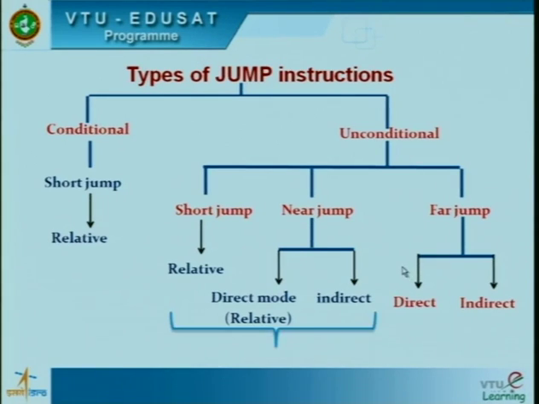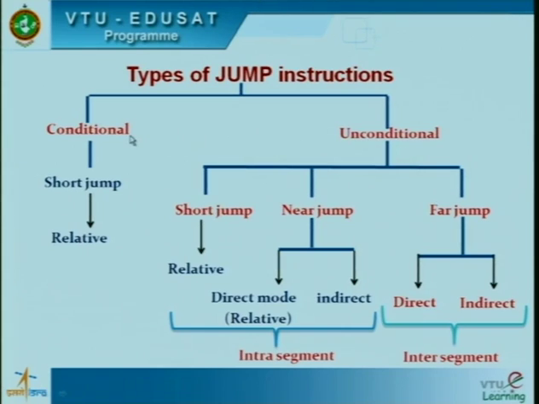Now, the short and near jumps are always intra-segment jumps, and the far jump is an inter-segment jump. What is meant by inter-segment and intra-segment jump? Inter-segment is where the control of execution gets transferred from one code segment to another code segment. Intra-segment is where the control of execution remains in the same code segment. Now, this is all about the unconditional branch instructions.